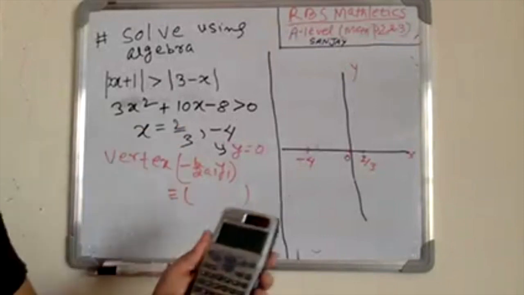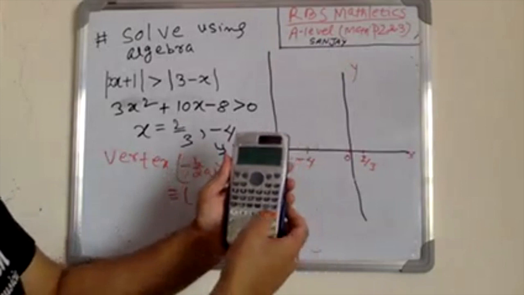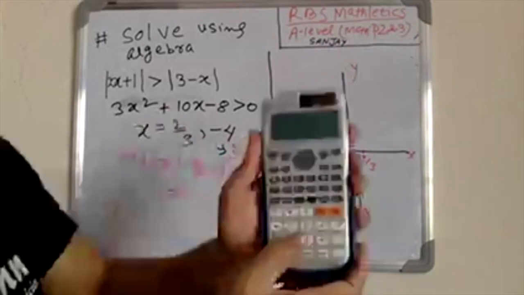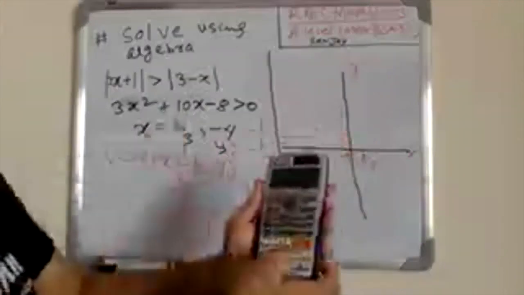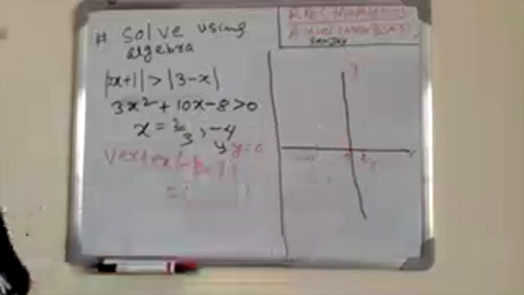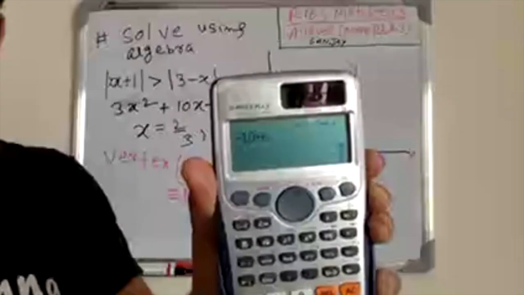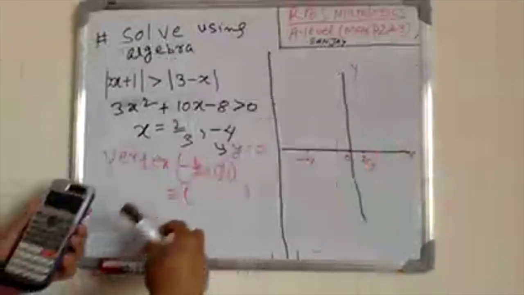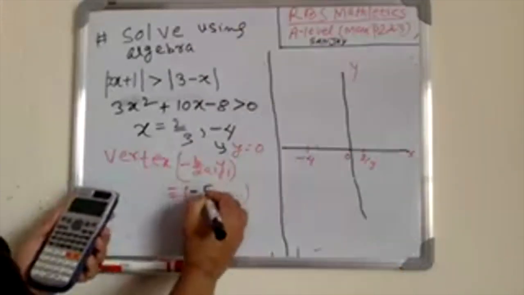So minus b, b means 10, which is 10 over here. Then divide by 2 times a, which is 6. So divide by 6, and I hope you can see this value of x in the vertex. This value is going to be minus 5 by 3.